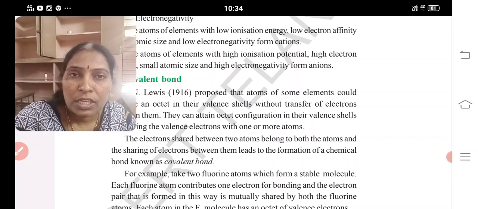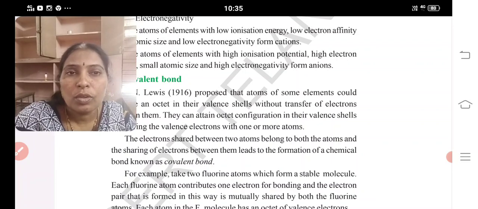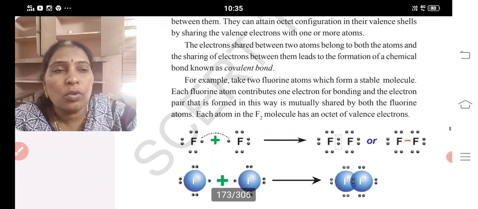And I explained magnesium chloride also. Next, methane. All these 4 examples I explained in the case of ionic bond. Covalent bond: by sharing of electrons, it forms a covalent bond.